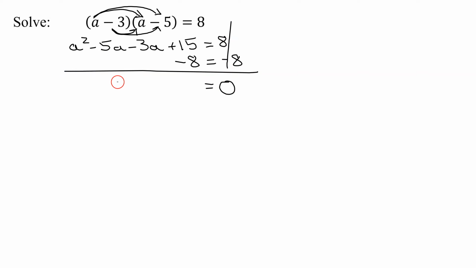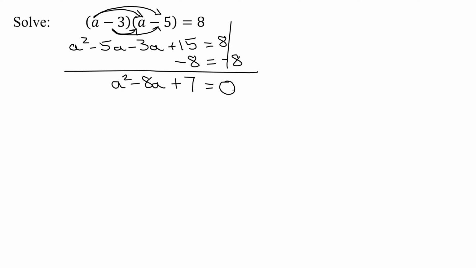And so I'm going to have a squared. Negative 5a added to a negative 3a is negative 8a. And then 15 minus 8 is positive 7. So now I have my quadratic equation in standard form. That means it's in descending order, and I have 0 on the right-hand side.